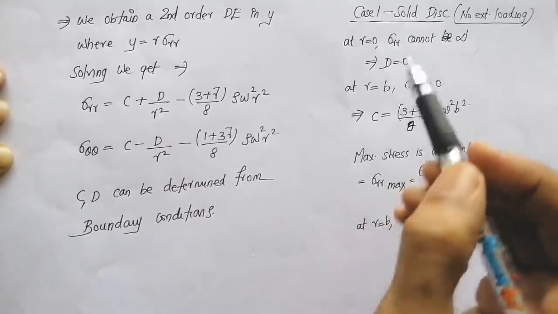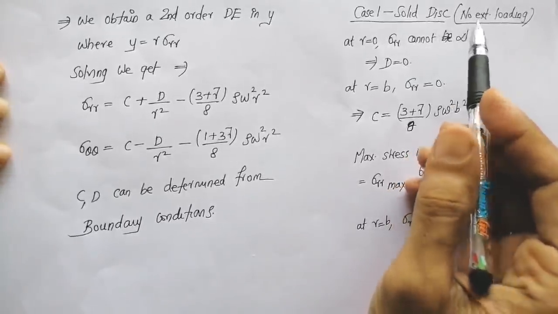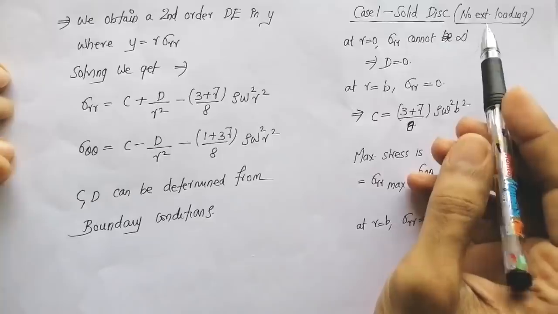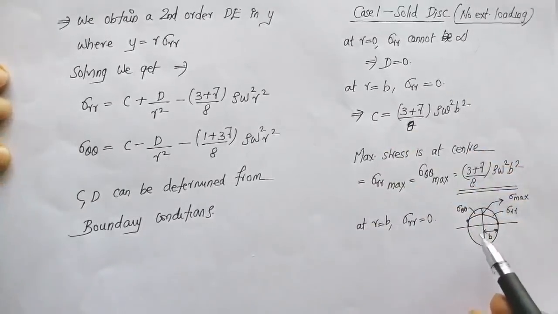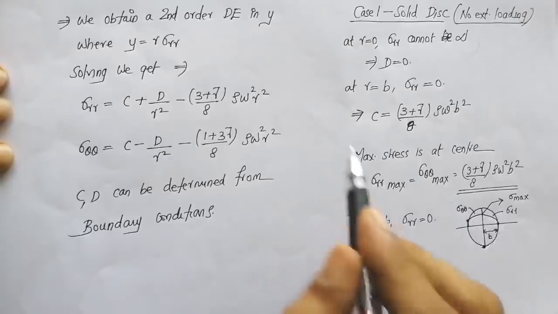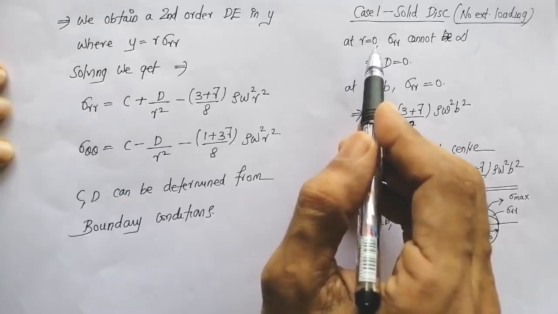Now, let us discuss case 1, where we are having a solid disc and no external forces are acting. So, solid disc, I have drawn the section of a solid disc. Now, the boundary condition for a solid disc is at r is equal to 0.